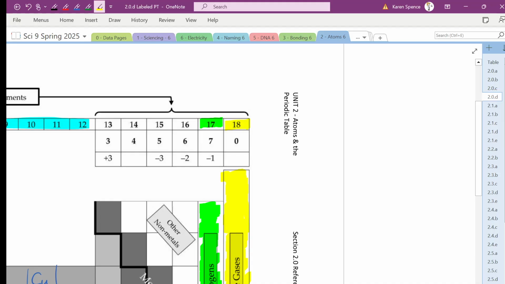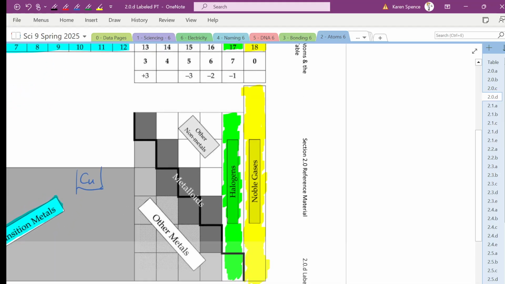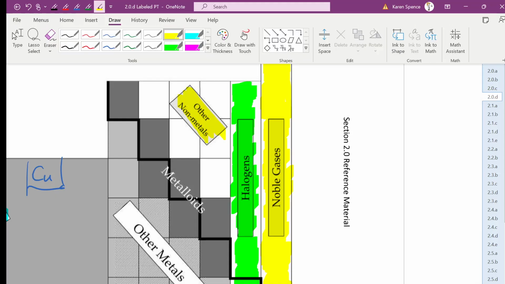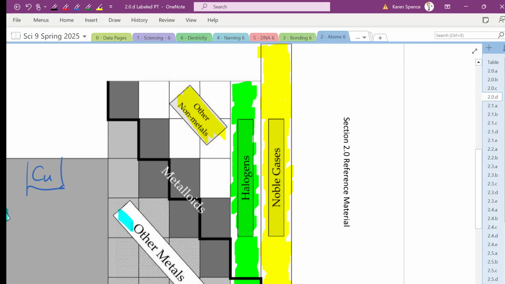Now, what the heck is everything else? Everything else is either other nonmetals, which don't have a specific group, but those are the white ones. We have other metals. And then we have the metalloids.